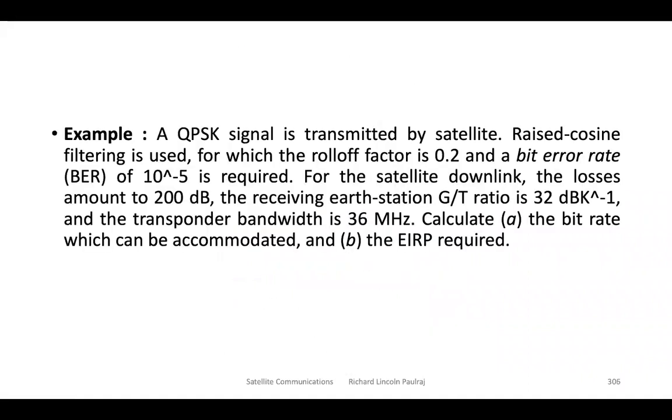Right. So another simple example where we are referring to a QPSK signal, and this is transmitted by the satellite, and we are using a cosine wave for that. Roll-off factor RF is about 0.2, and BER, bit error rate. You would have seen this exclusively in your wireless communication subject in your wireless labs, right? So bit error rate, BER, is 10 raised to minus 5.